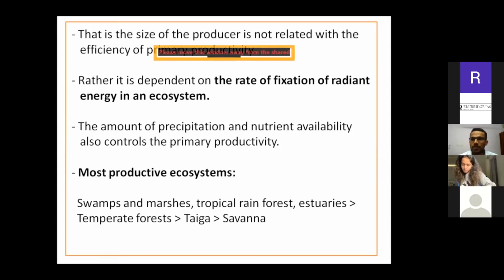Next, apart from sunlight, we also know that if only sunlight is the factor that determines the productivity, then we can say that okay, deserts will be more productive. But it is not the case again. Apart from the sunlight, other factors should also be there, like precipitation and availability of nutrients. And this availability of nutrients is more important for aquatic ecosystems, fine.